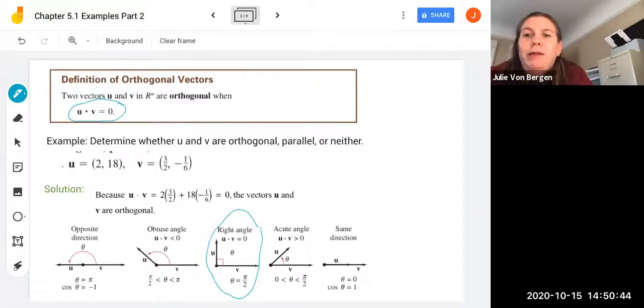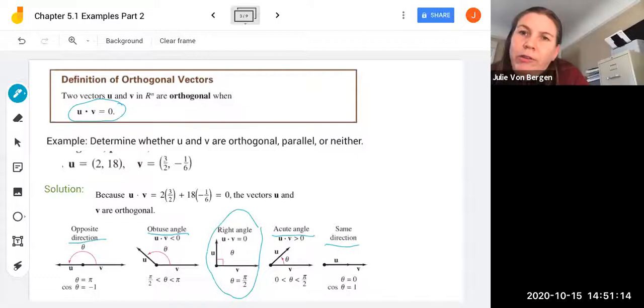about the two-dimensional space. And so here are visuals of what the acute angle looks like, what the obtuse angle looks like. So here's your acute angle, here's your obtuse angle. You can also see if the vectors are in the same direction, you're going to have theta equals 0. And if the vectors are in the opposite direction, you're going to have theta equals pi. So let's determine whether these vectors u and v are orthogonal, parallel, or neither.